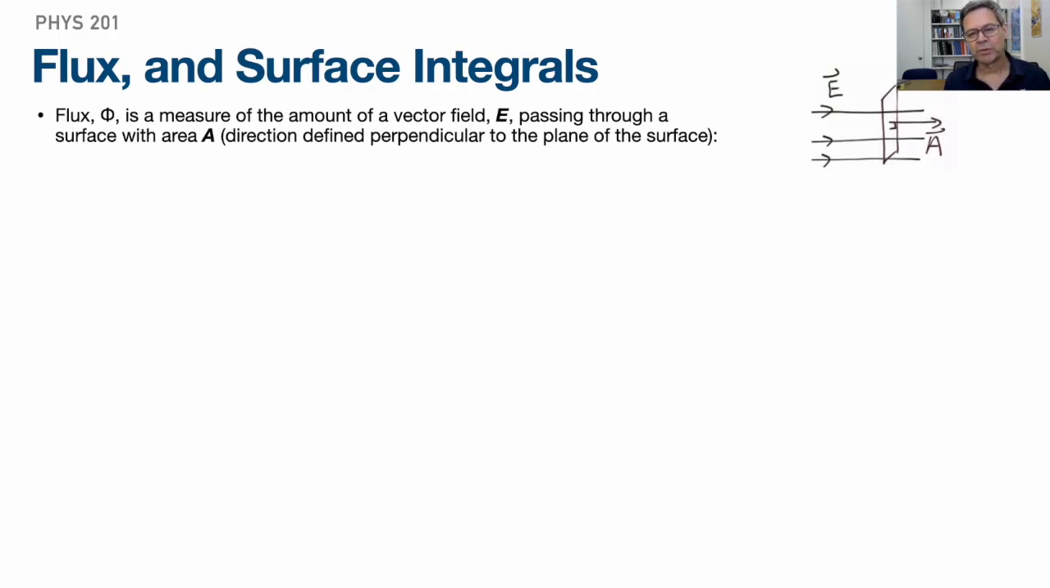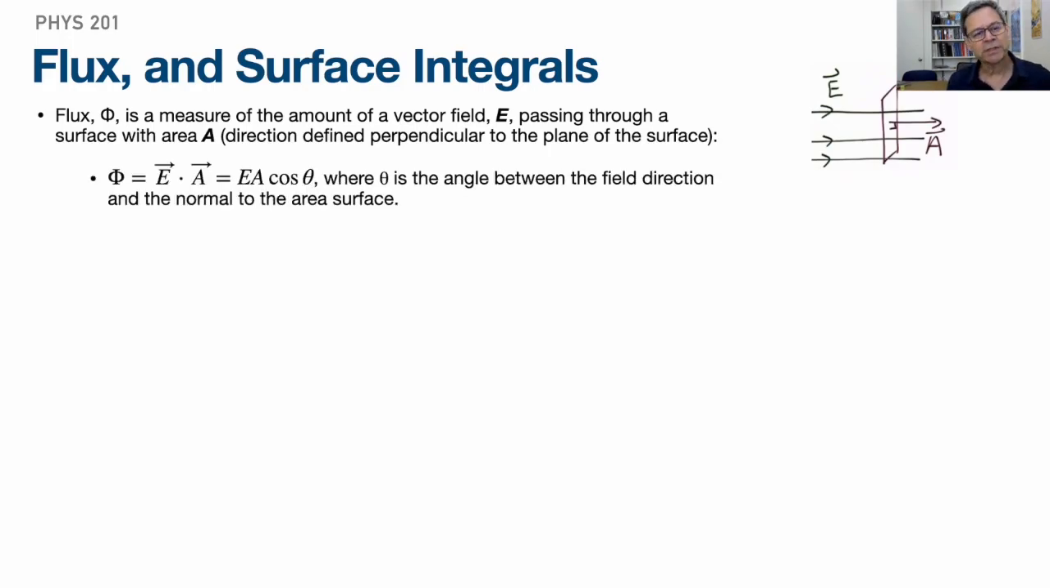So for example, we have this electric field pointing to the right, and we have a surface A here, which in this case is presented perpendicularly, and so the flux is the amount of that vector field passing through that surface, and you can see the maximum amount is passing through in this case.